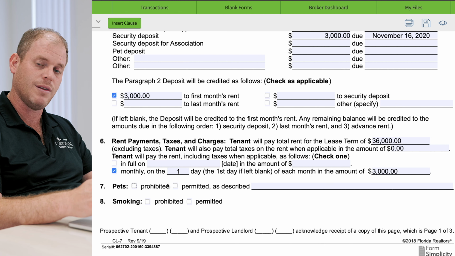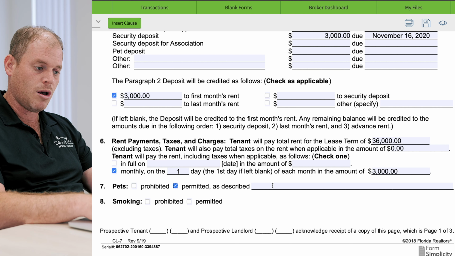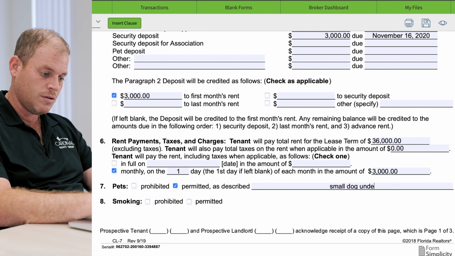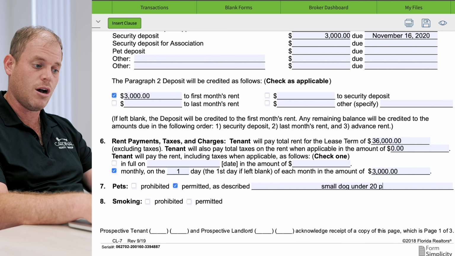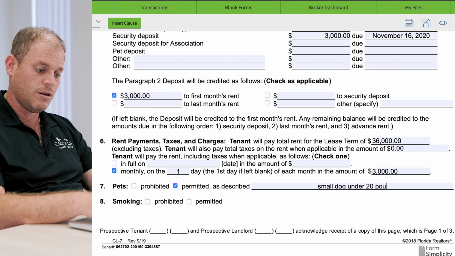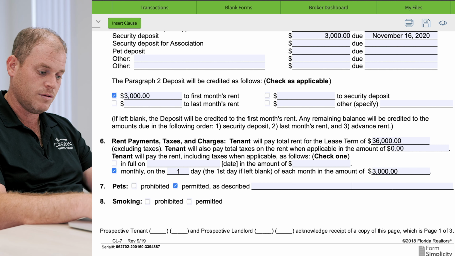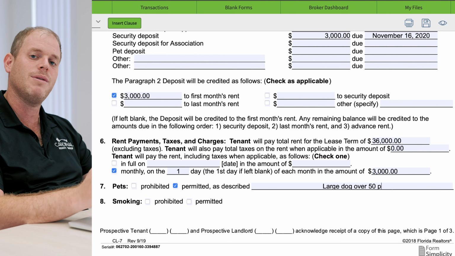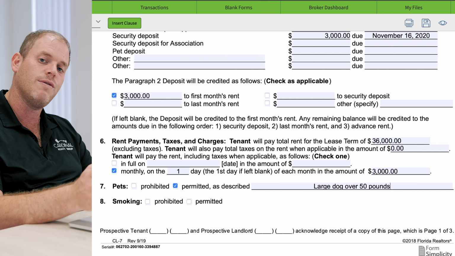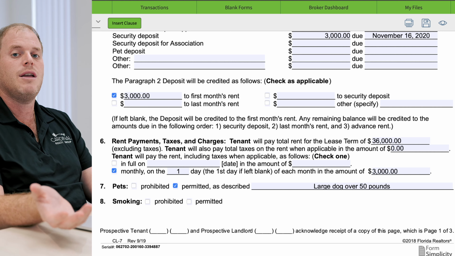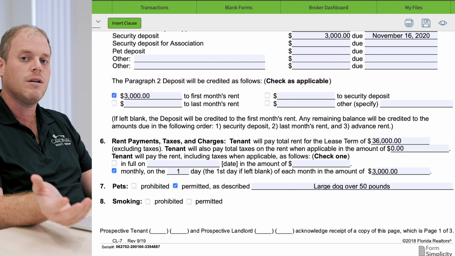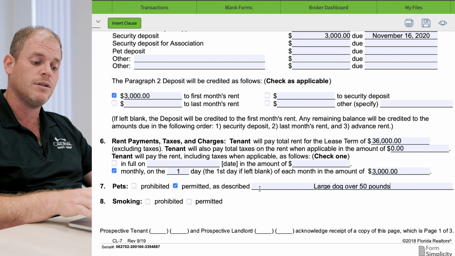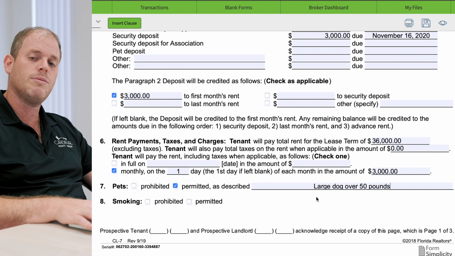All right. And maybe give a little description. Small dog, under 20 pounds. Or maybe you have a huge dog. You would put large dog, over 50 pounds, right? You want to disclose things. You don't want anything to be a surprise later on. You don't want to move in and then the landlord comes and says, hey, you never told me you had such a big dog, right? Yes, I did. I put it right on the offer. Large dog, over 50 pounds. Okay, so no surprises, guys.